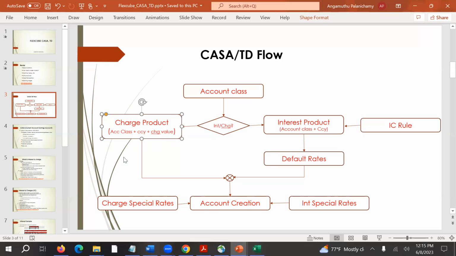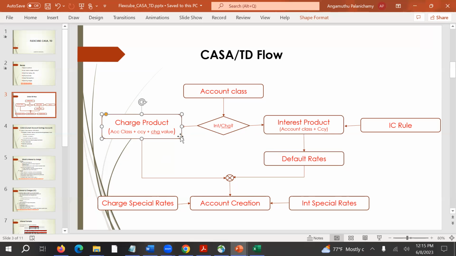Charge means I have given some service to him, so I'm always expecting money from him. Whereas in interest, I'm giving a credit to the customer in a savings account. In the current account, I debit money from the customer account.